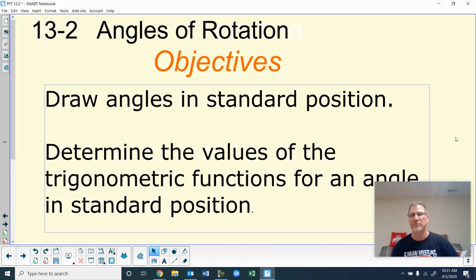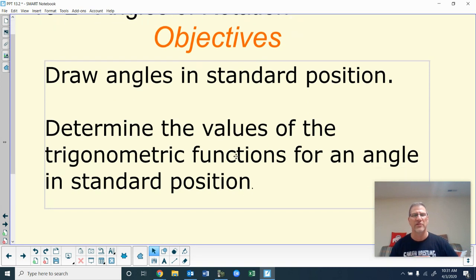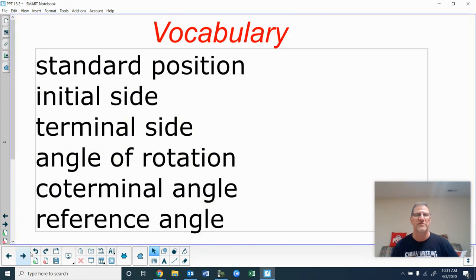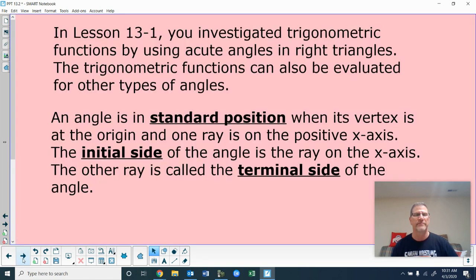All right, and we're moving on to today's lesson. All right, so we're going to draw angles in standard position, determine the values of trig functions for an angle in standard position. So we're going to draw triangles, basically. So standard position, initial side, we'll talk about terminal side, angle of rotation, coterminal angles, and reference angles.